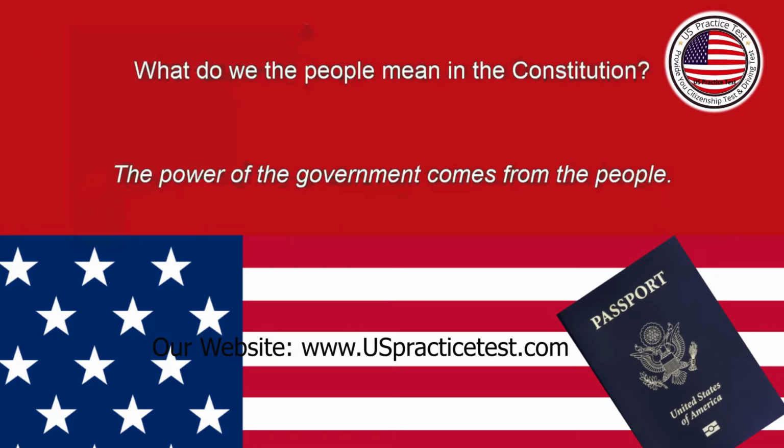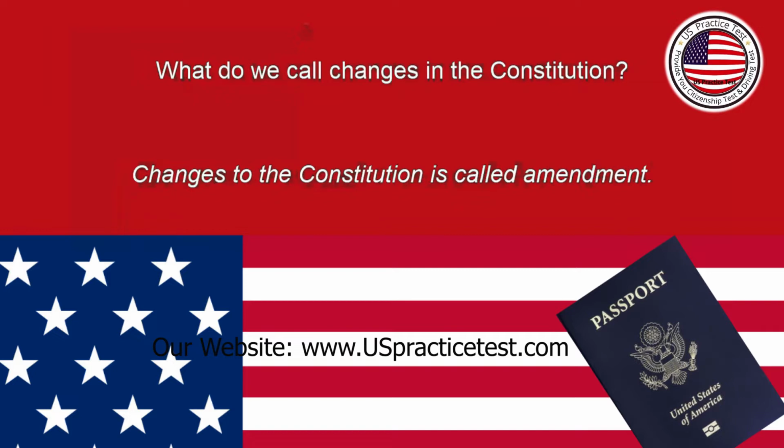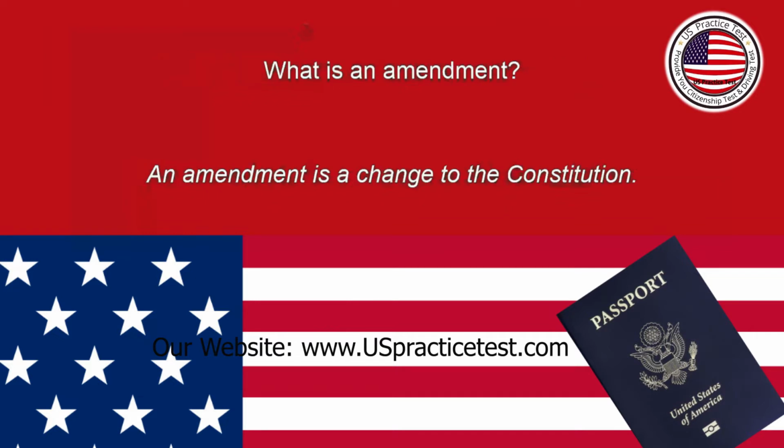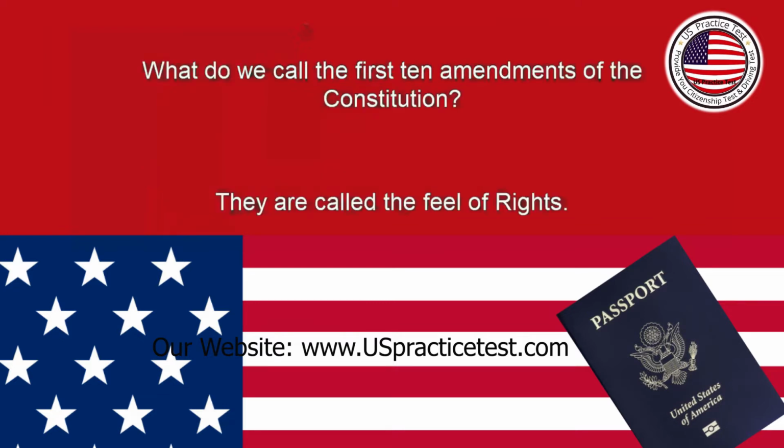What does "We the People" mean in the Constitution? The power of the government comes from the people. What do we call changes in the Constitution? Changes to the Constitution are called amendments. What is an amendment? An amendment is a change to the Constitution. What do we call the first 10 amendments of the Constitution? They are called the Bill of Rights.